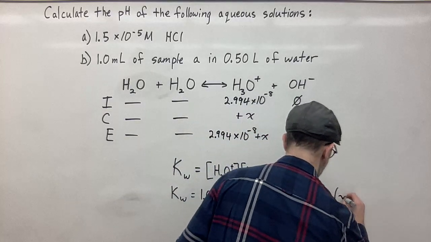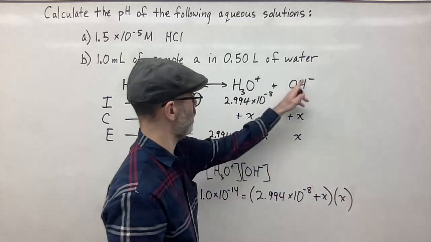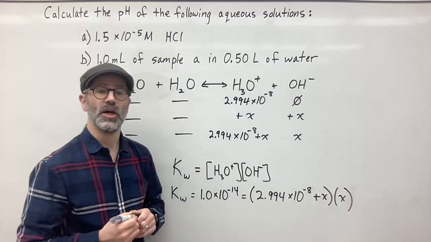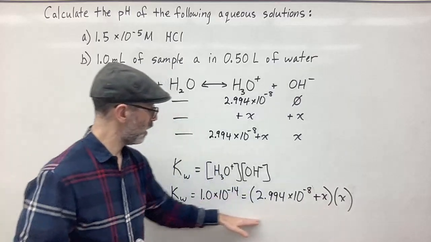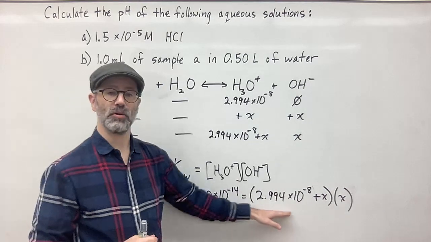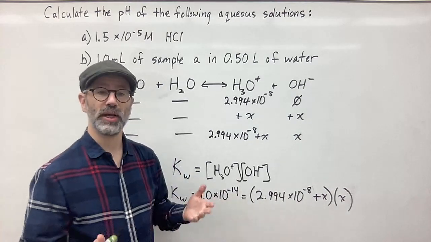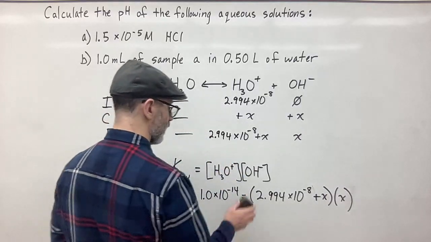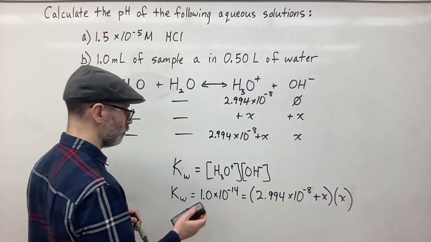Then we're going to multiply that by x, which is the OH minus concentration. And so now we have everything in terms of x. So now all I have to do is solve this equation. It's going to end up being a quadratic equation, so then we'll have to use the quadratic formula. So let's go ahead and work this out a little bit.